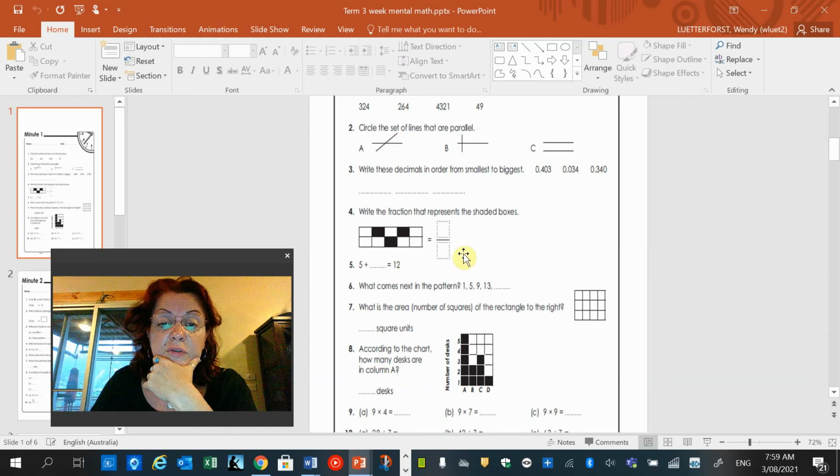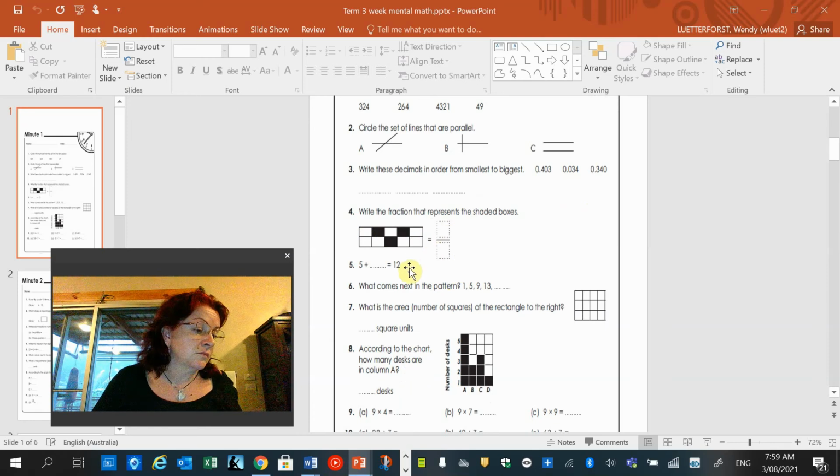Write the fraction that represents the shaded boxes. So the first thing we do is the denominator is how many altogether, what makes up the whole. So we count all the boxes, and then we count how many shaded and we write it in. Okay, so 1, 2, 3, 4, 5, there's 2 rows, so that's 10, and there's 3 shaded, so that's 3/10.